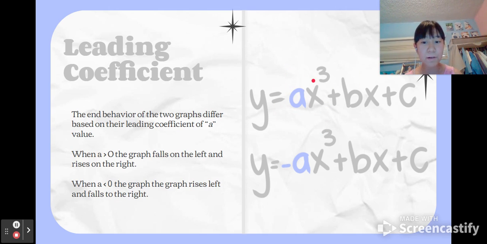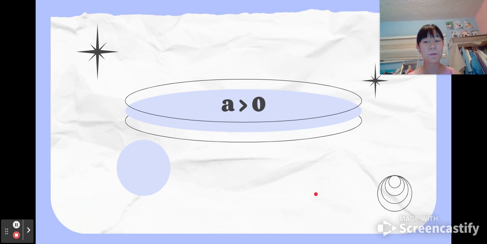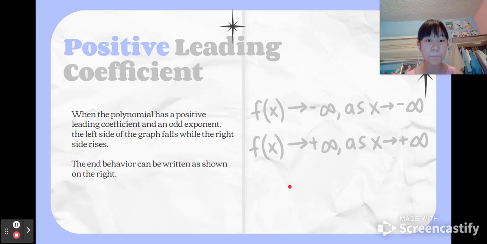When a is greater than 0, the graph will fall on the left and will rise on the right. When a is less than 0 with an odd exponent, the graph will rise to the left and fall on the right. Let's get into more detail about what happens when a is greater than 0.